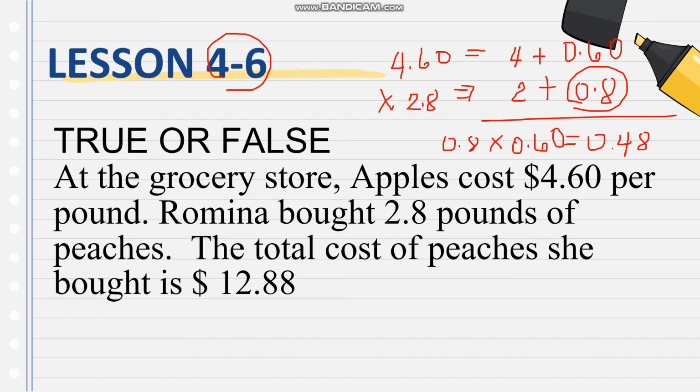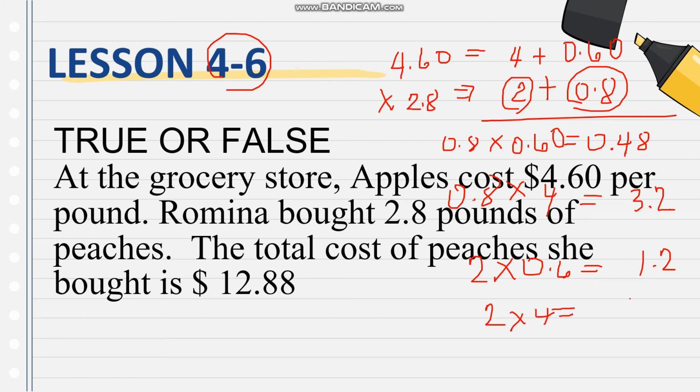So 0.48. And next is 0.8 multiplied by 4. 8 times 4 is 32. Then you have one decimal point, so the answer is 3.2. Then the next digit that you're going to multiply is 2. So 2 multiplied by 0.60. 6 times 2 is 12 and you have one decimal, so 1.2. Then 2 multiplied by 4, so the answer is 8.